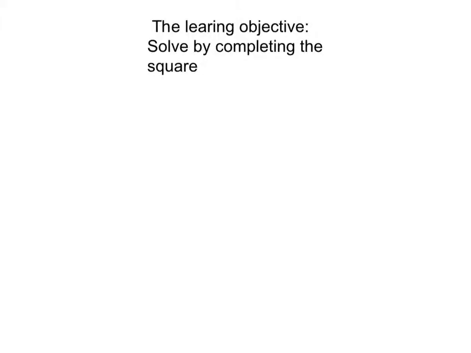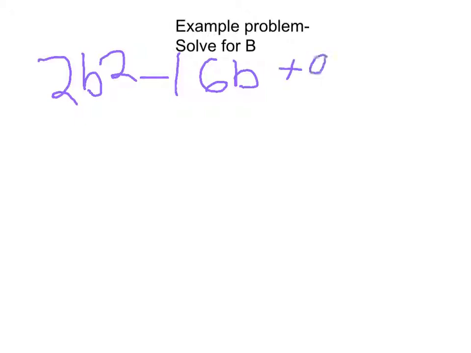The learning objective for today's video is to solve by completing the square. The example problem for today is 2b squared minus 16b plus 90 equals 72.